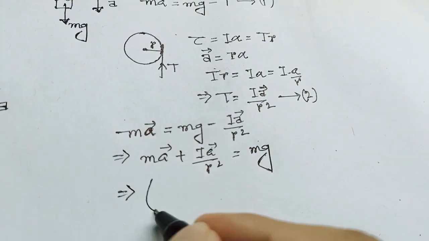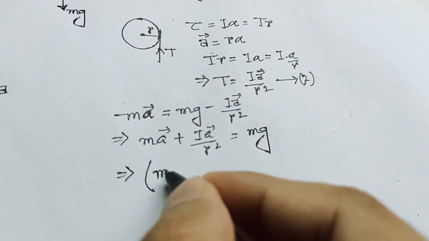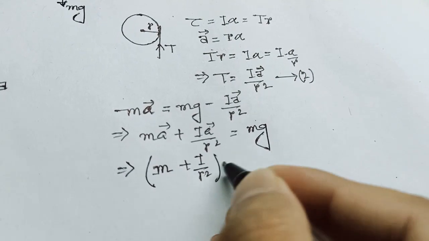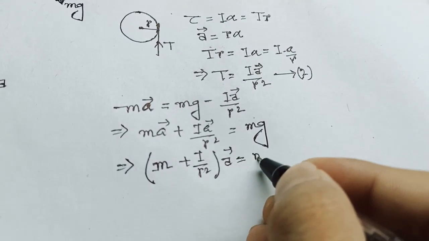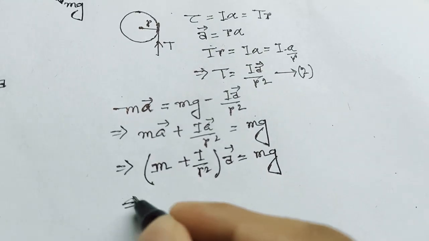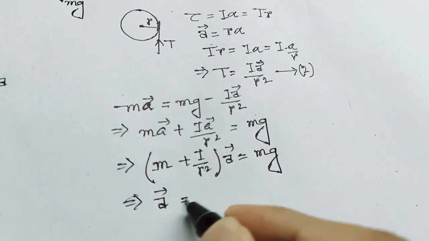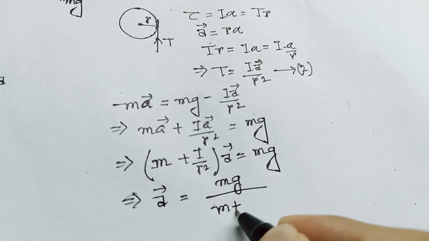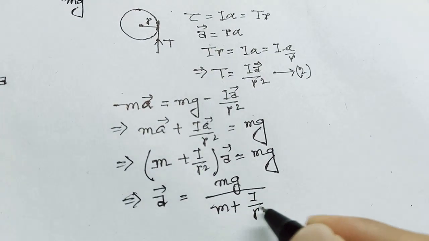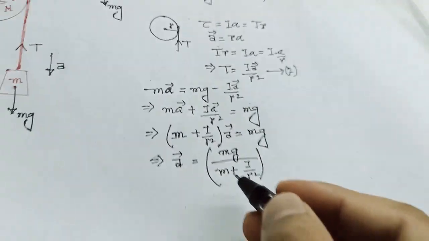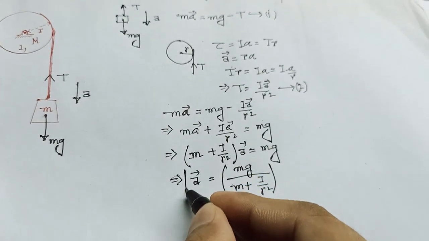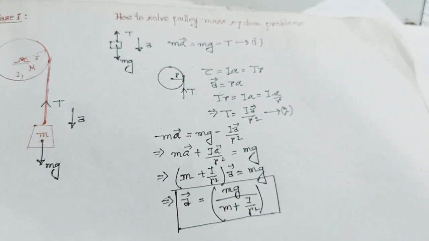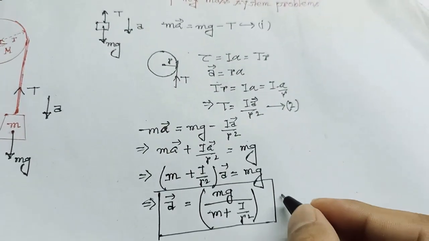Now we can take the acceleration term as a common term. Then after taking it common, we'll get m plus I divided by r square, into a, equal to mg. So our acceleration will become a equal to mg divided by m plus I divided by r square. So this is our acceleration of the system. Now we have to find the tension force of the system. This is our equation number 3.